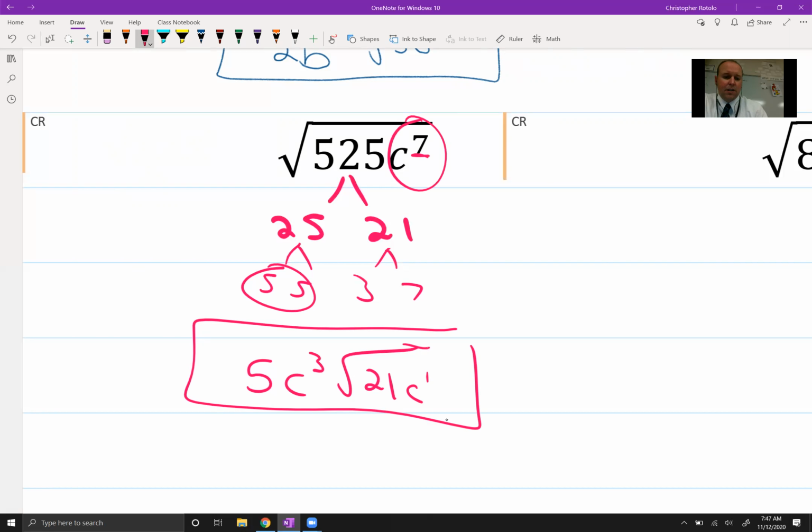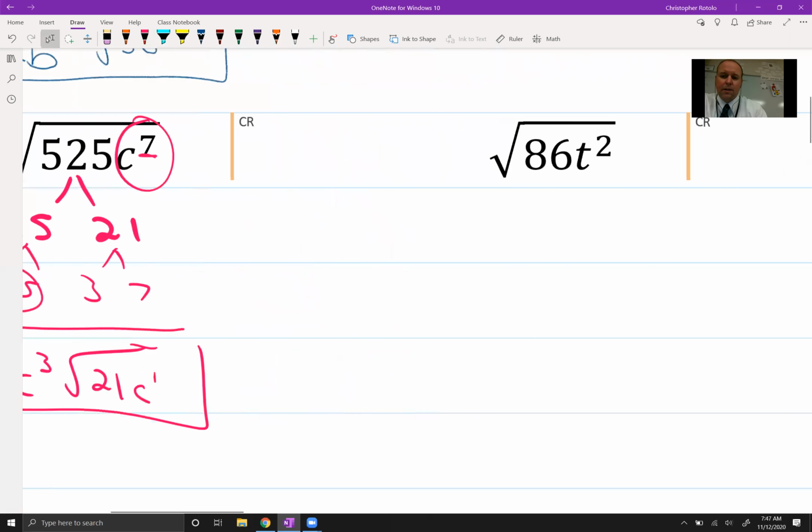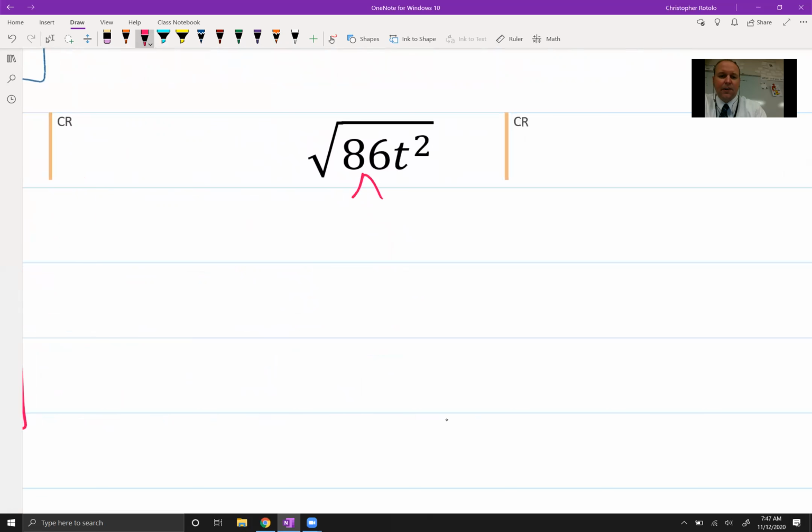How could I check it? 25 times 21, well, that's what we had right here, so I know that it's correct. 86. What do you want to do with 86? Okay, a lot of kids are going to say, well, that's divisible by 2. You're exactly right. That's 2 and 43. What can I do with 43? Exactly. All right, so there's nothing we can do with 86.